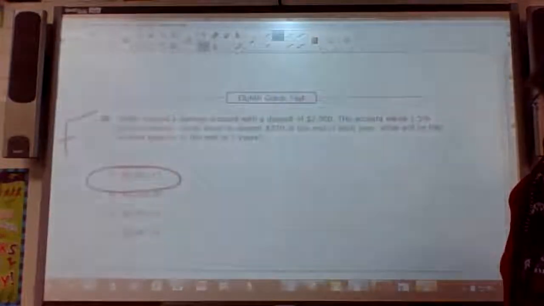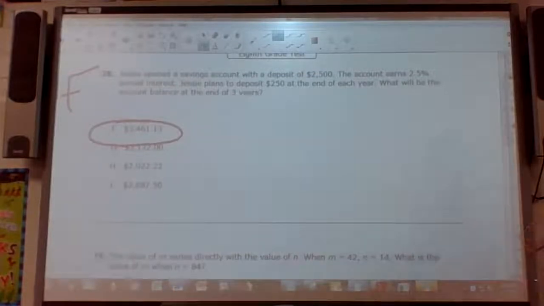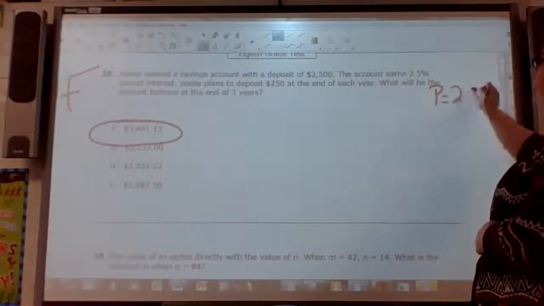Number 28. Jesse opened a savings account with a deposit of $2,500. The account earns 2.5% annual interest. Jesse plans to deposit $250 at the end of each year. What will be the account balance at the end of 3 years? Okay, so he's opening a savings account. They give you the deposit. So the principal is $2,500.